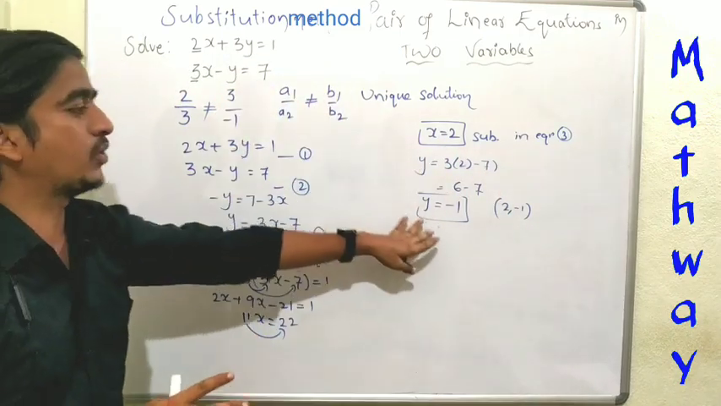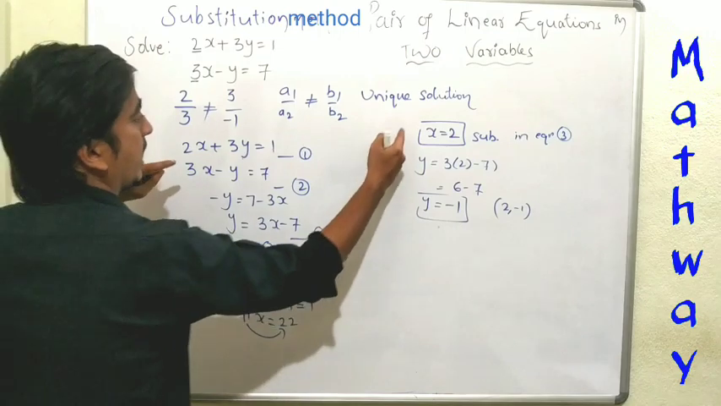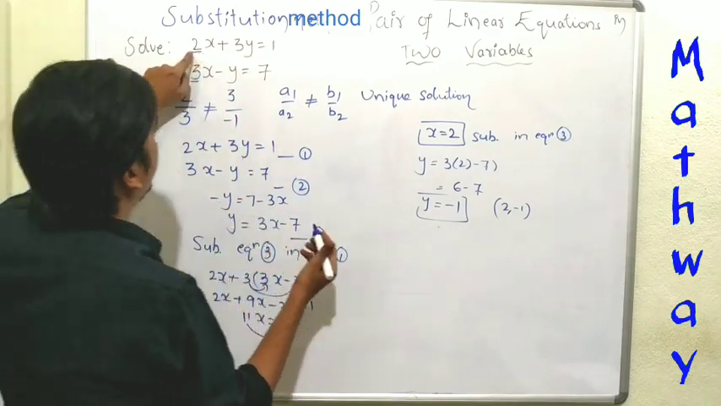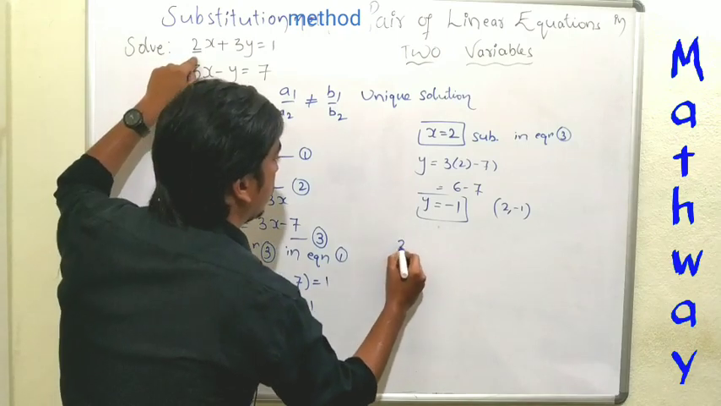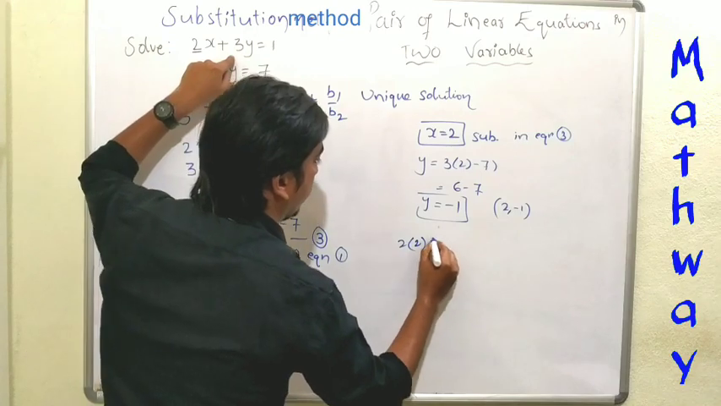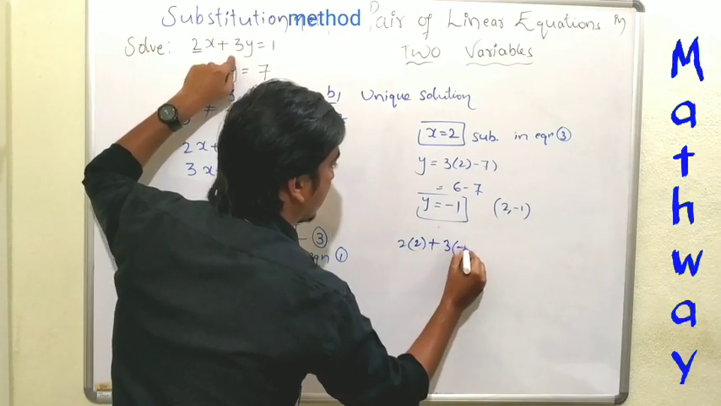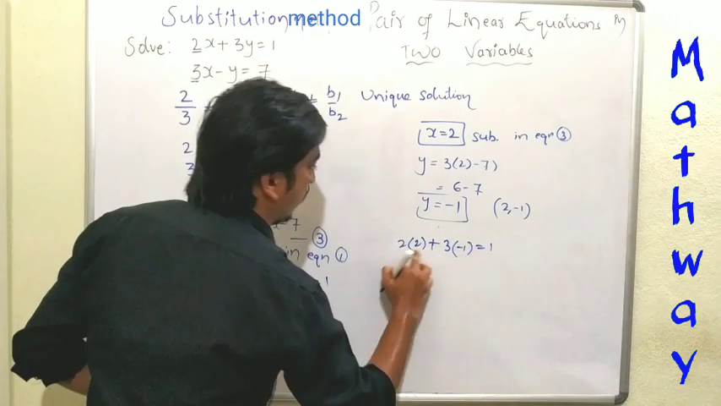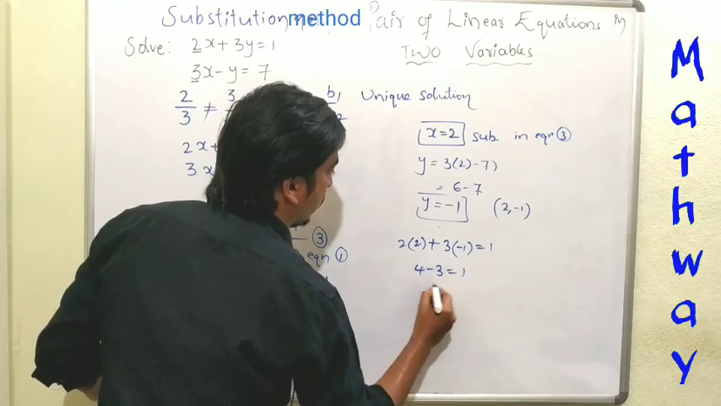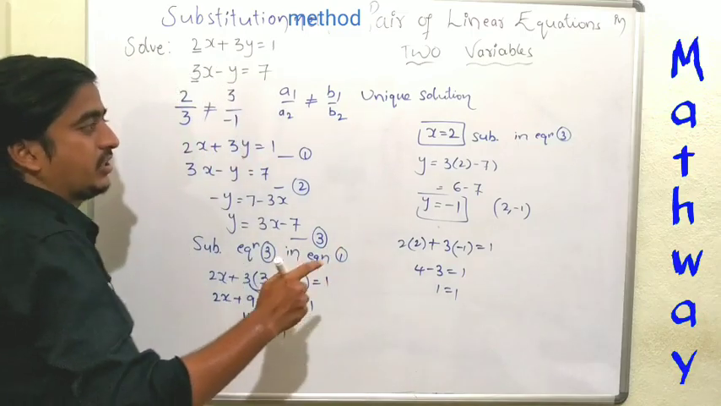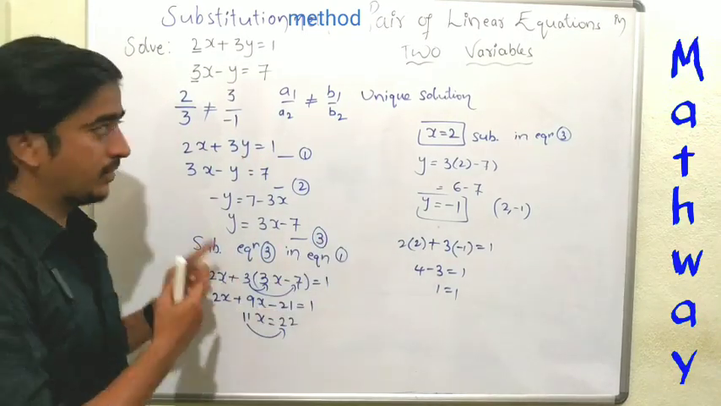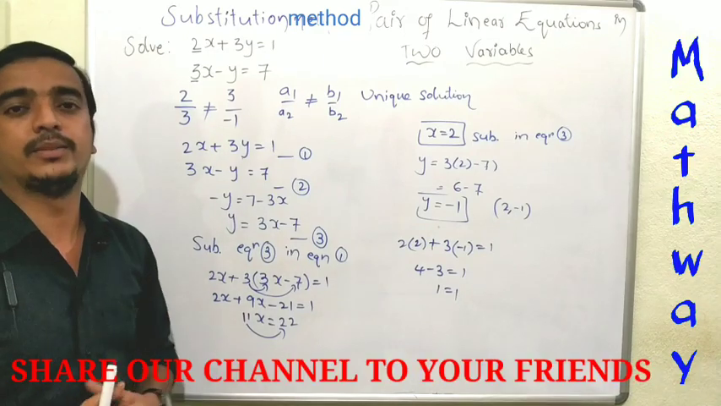We can check whether the solution is correct or wrong by substituting the x and y values in the equation; we should get LHS equals RHS. Substituting in the first equation, 2x is 2 into 2, plus 3y is 3 into minus 1, equal to 1. 2 twos are 4, 3 into minus 1 is minus 3. So 4 minus 3 is 1, equal to 1. So LHS equals RHS. In this way we can check whether the solution is right or wrong. This is solving by the substitution method.